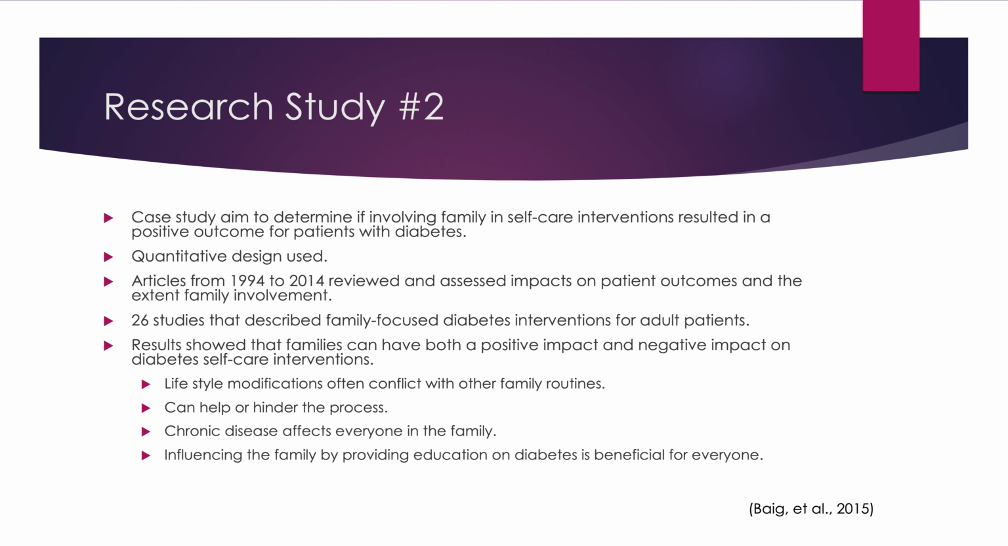An example is that lifestyle modifications often conflict with other established family routines. Family members typically are involved in grocery shopping and cooking meals. This can help or hinder the process of modifying the diet of the patient. However, chronic disease affects everyone in the family. As healthcare providers, we can influence the family to make healthy changes by providing education on diabetes. It can be beneficial to not just the member with diabetes, but the family as a whole.